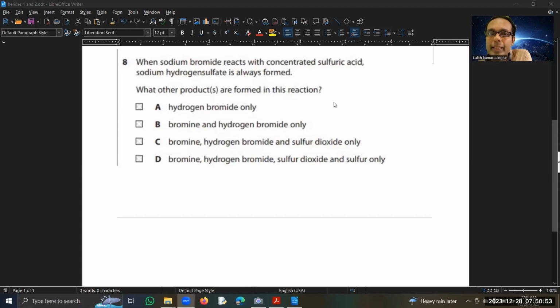Okay. Now, read this question. When you read this question, you feel like you don't know this reaction. But this is something you have to know by heart. Okay. Sodium bromide, there is concentrated sulfuric acid. Which chapter is this coming under? So bromide. This is going under halides test.